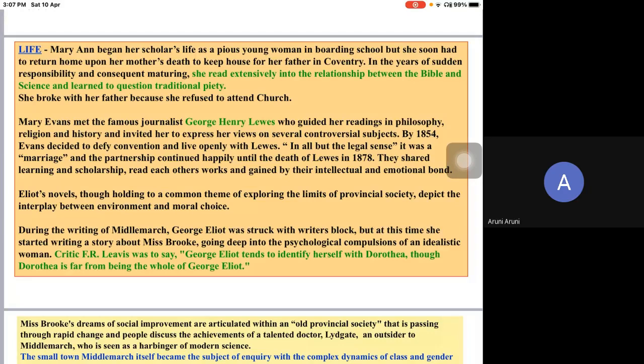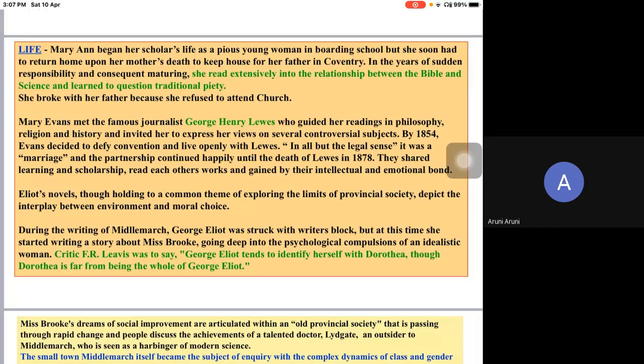Mary Evans then met the famous journalist George Henry Lewes, who guided her reading in philosophy, religion, history, and invited her to express her views on several controversial subjects. By 1854, Evans decided to defy convention and live openly with Lewes. In those days, living together without wedlock was quite scandalous. But Mary Evans was convinced about what she was doing, and she did not care what society thought about her. So by 1854, she started living openly with Lewes.